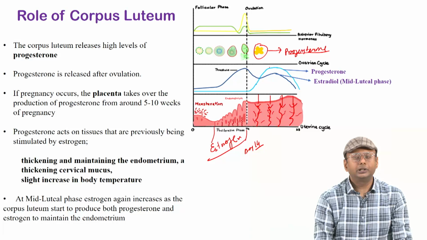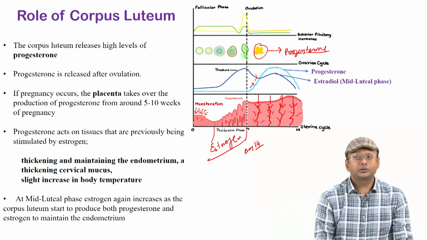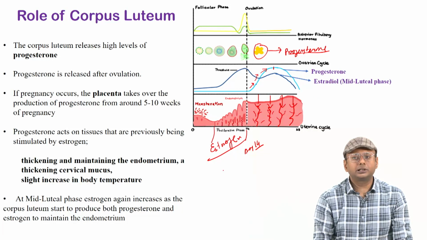This corpus luteum. You can see that this sky blue line is the progesterone level. For the first 14 days the progesterone level is too low, almost negligible or almost no presence of progesterone, and now you can see that after day 14 the progesterone level sharply increases, because the corpus luteum is forming the progesterone. And after a certain time, two things can happen. At this point fertilization either can happen or not. So let us consider two conditions.